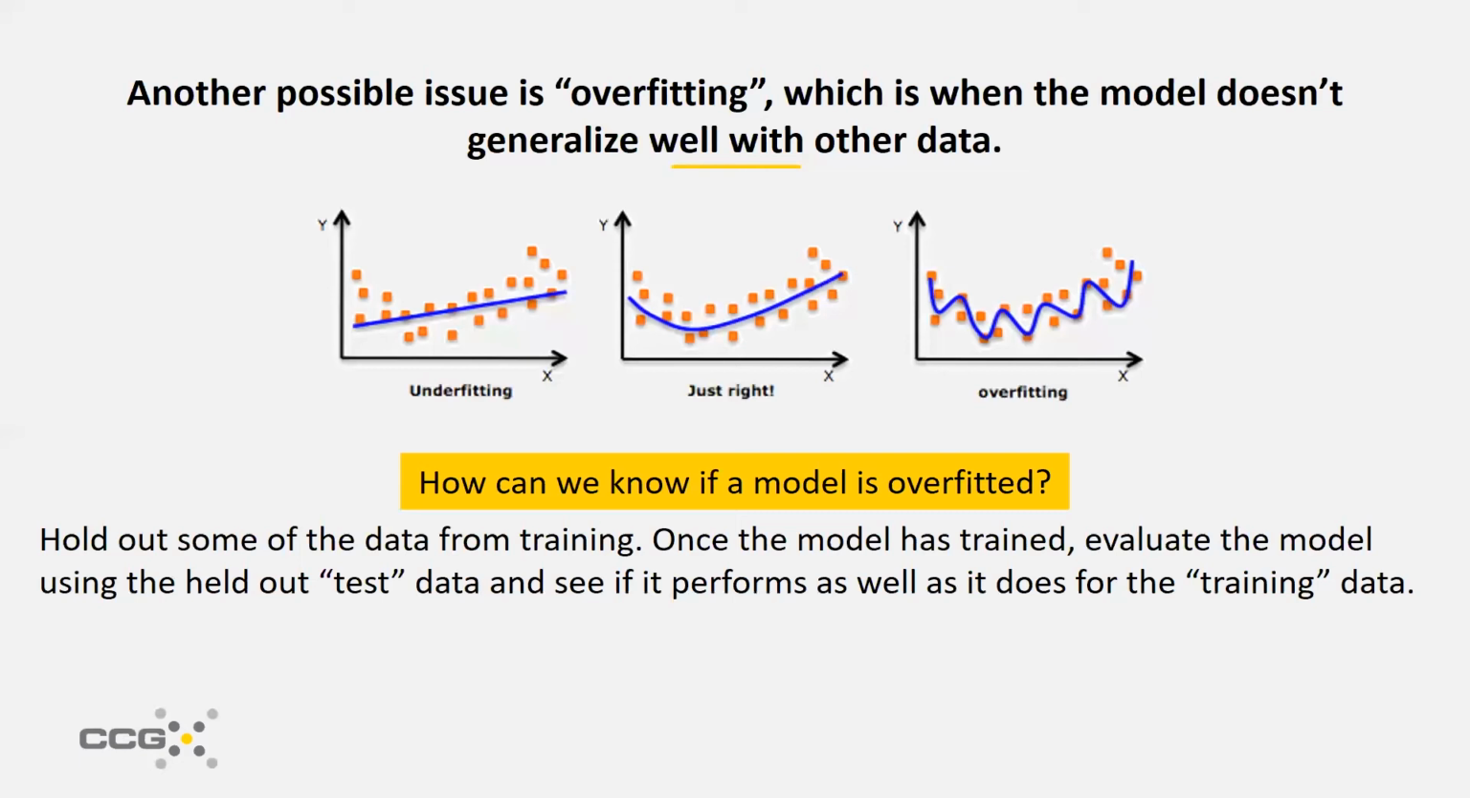And then we can compare how well the model performed with the trained data and how well it performed with the test data. And if it performed a lot better with the trained data, then we know that it's been overfit, right? It's trying too hard to match exactly the trained data instead of being generalizable. Okay?